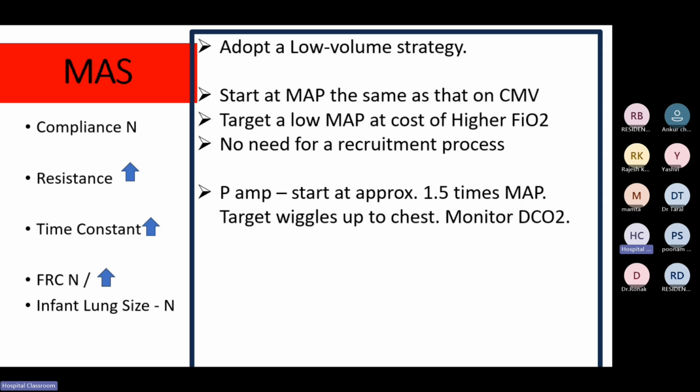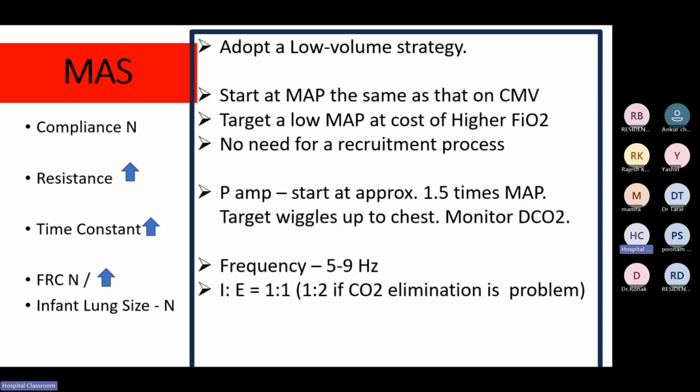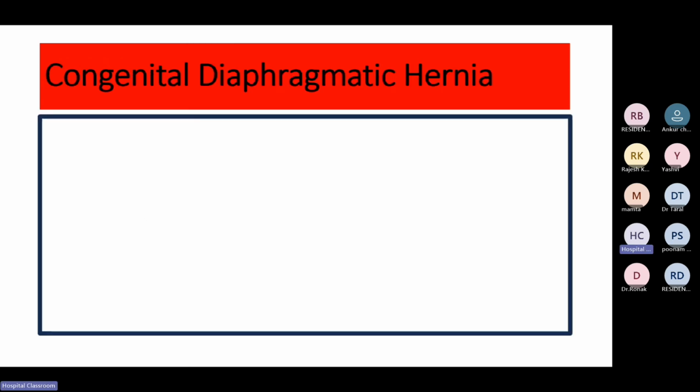and definitely no need for a recruitment process. You titrate your amplitude and frequency here, because it is a bigger lung, and you want more time for gas exchange and CO2 removal. You will start with a lower frequency of 5 to 9, and the inspiratory to expiratory ratio is 1 is to 1 if you are struggling with oxygenation, and if CO2 elimination is the problem, you can go up to 1 is to 2.